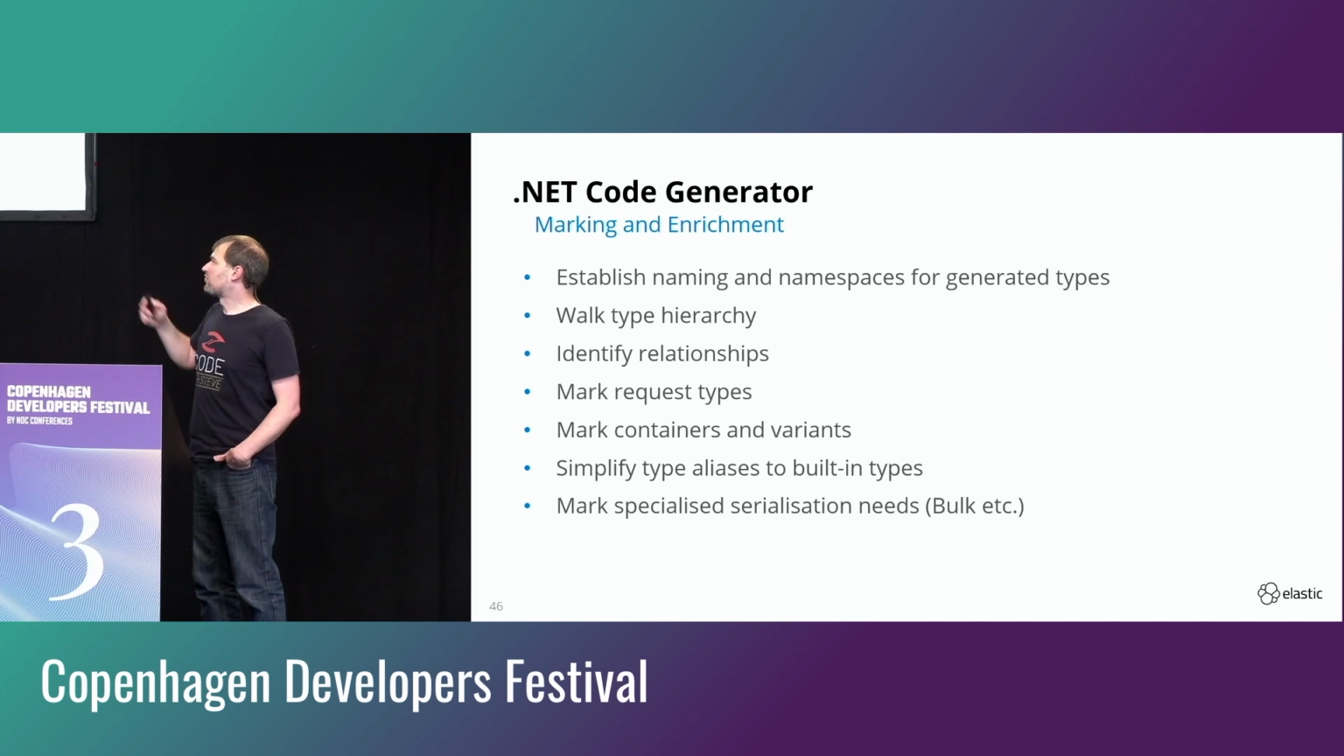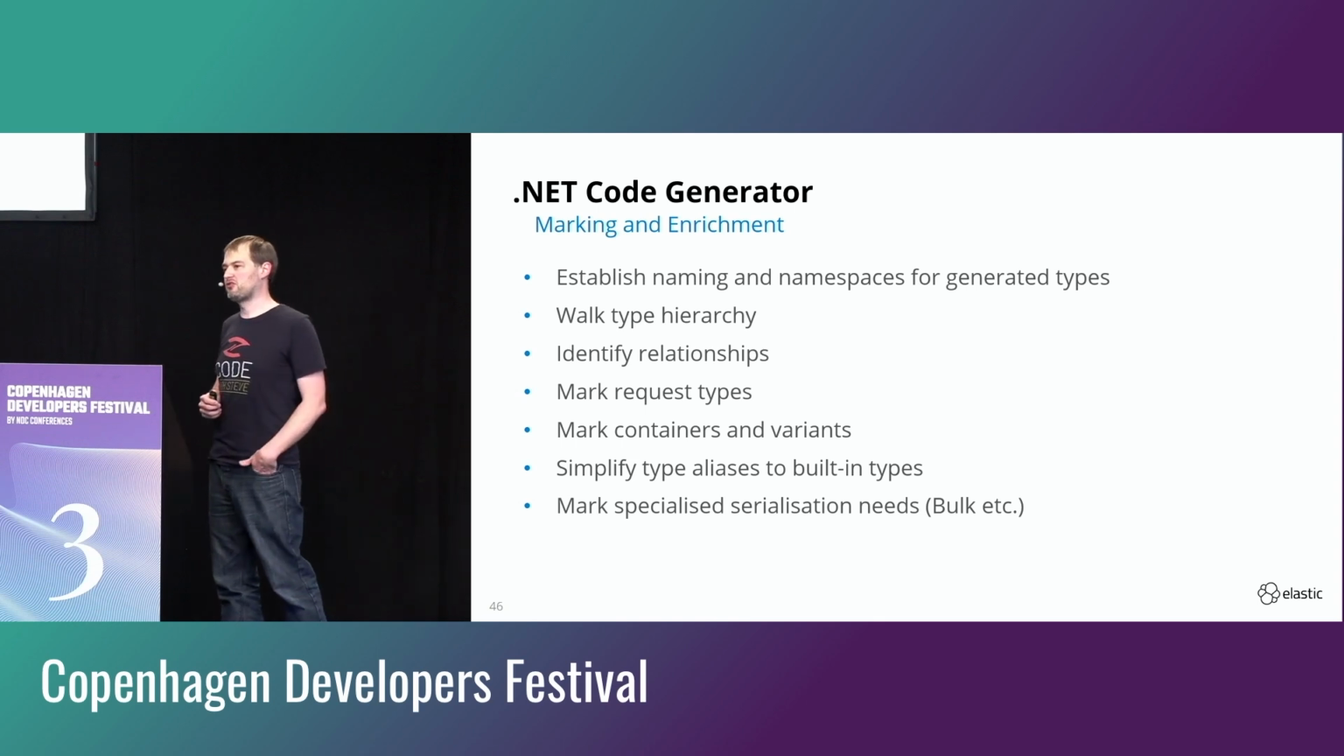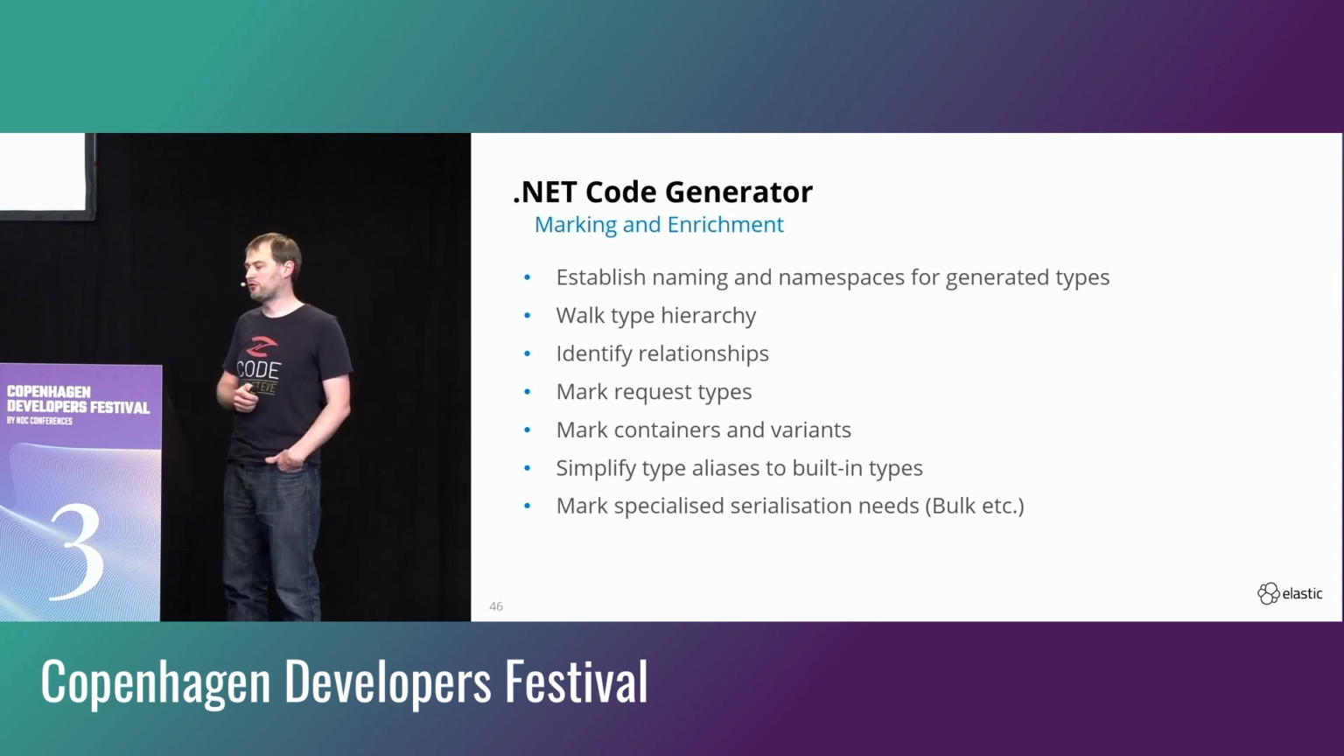One other scenario is the bulk APIs are a bit special. They don't return regular JSON, they return newline delimited JSON. So we need to know about those serialization needs so we can generate the serializer code for them.